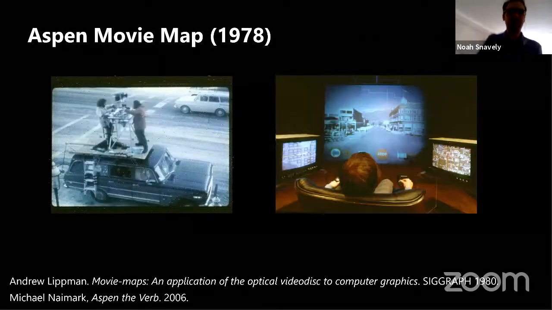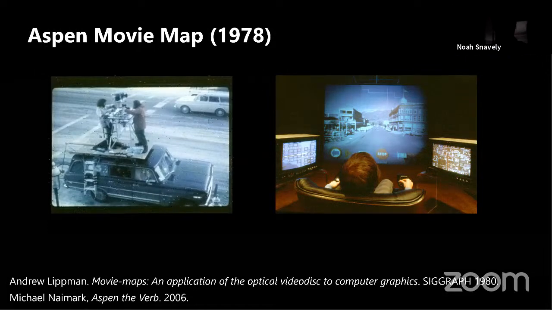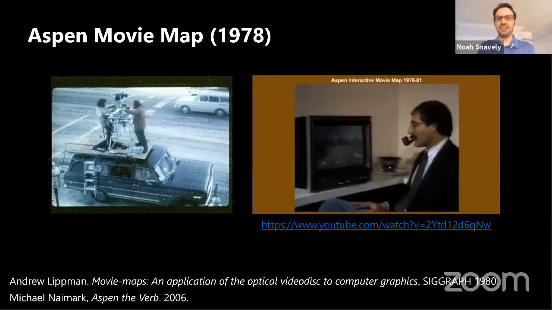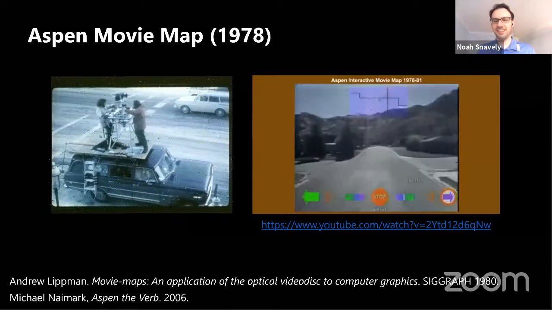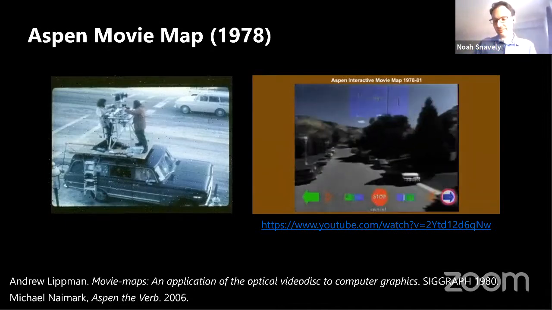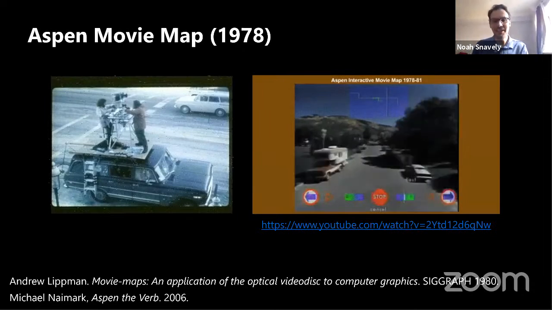They built an interactive interface where you can sit and experience this interactively. From the comfort of your own living room, you can drive through Aspen with buttons and so on. And this is essentially Street View. And here's a little charming early 80s era video of this interface in action. And so this is great. I find this really amazing.